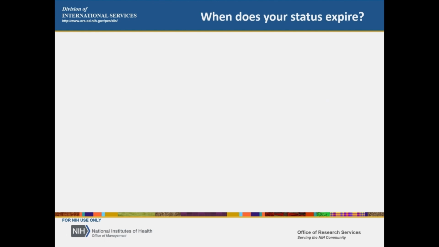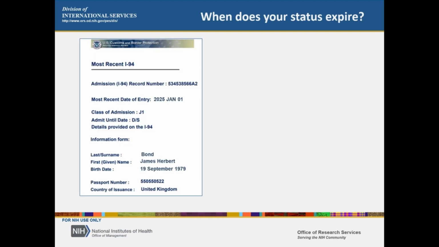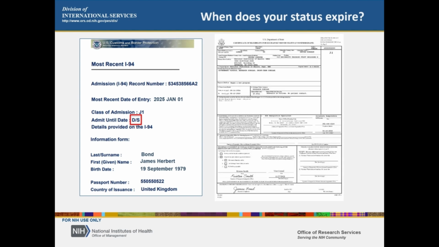When does your status expire? You can stay in the United States until the Admit Until date on your I-94. If you are in F or J status, your I-94 should list D/S as your Admit Until date. D/S stands for duration of status, and it means that you can remain in the United States as long as your I-20 or DS 2019 remains valid.